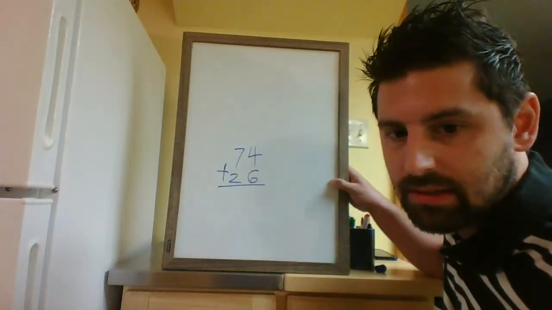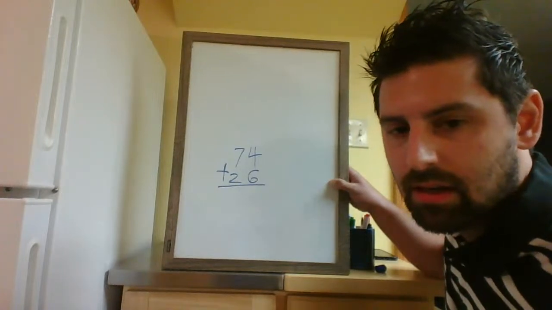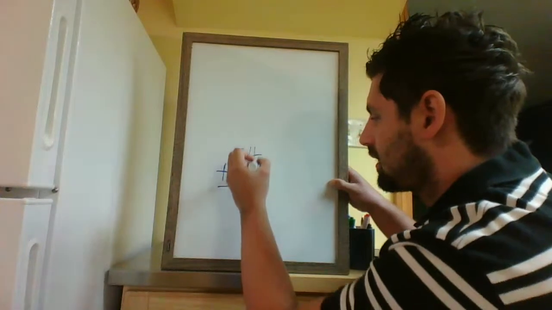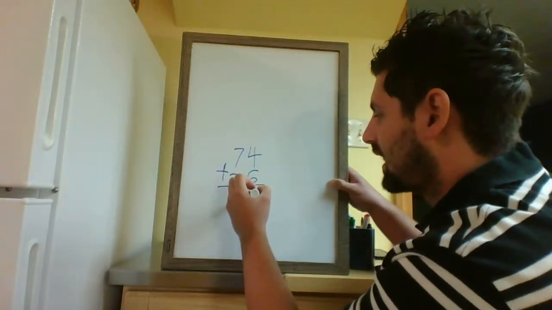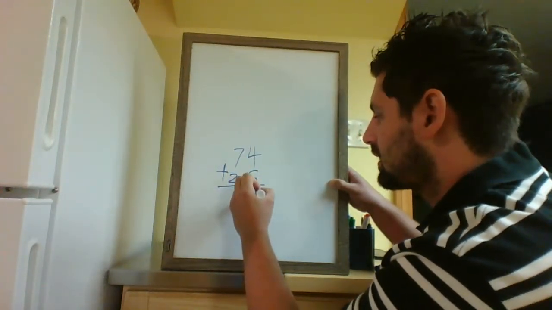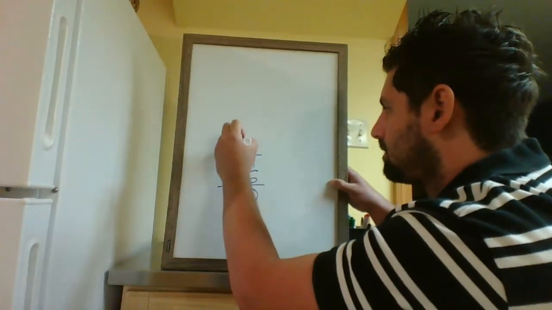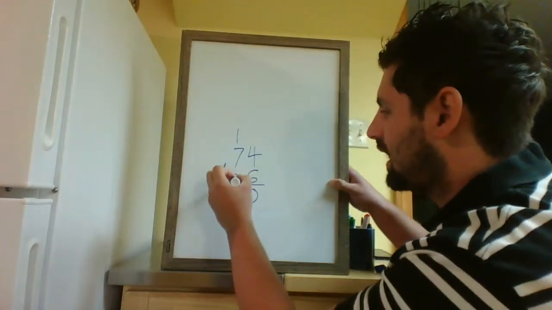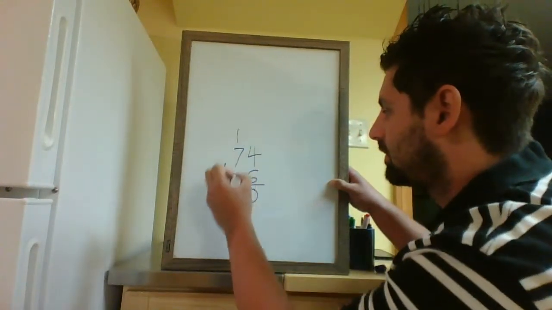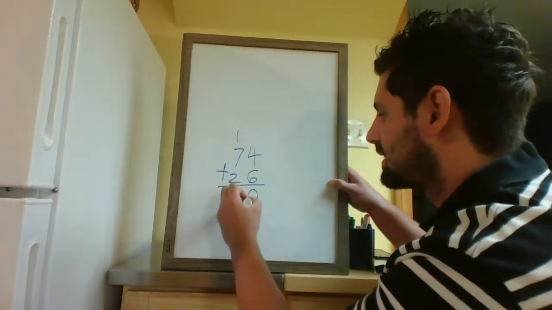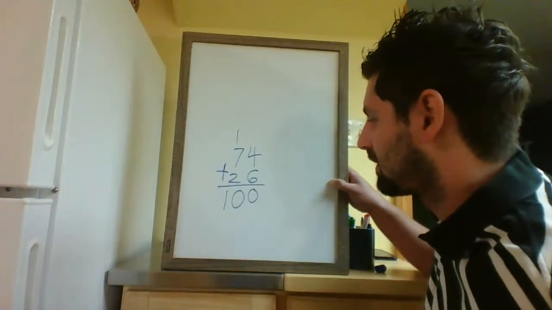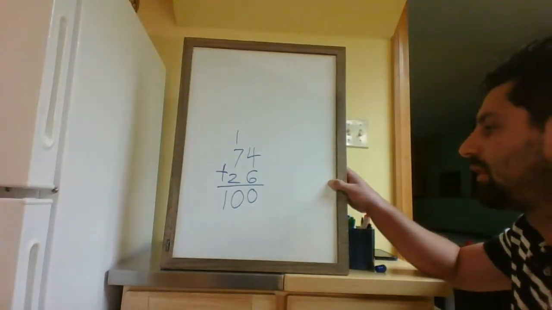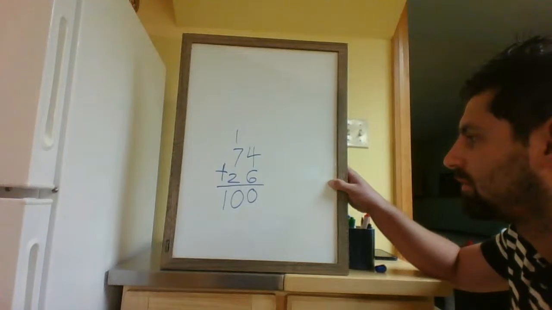74 plus 26. As always, we always start in the ones place. So 4 plus 6. 4 plus 6 equals 10. 0, carry the 1. 7 plus 2 equals 9. Plus 1 equals 10. Went in the triple digits anyway. Oh, well, I guess that's not too complicated for y'all. All right. So 74 plus 26 equals 100.